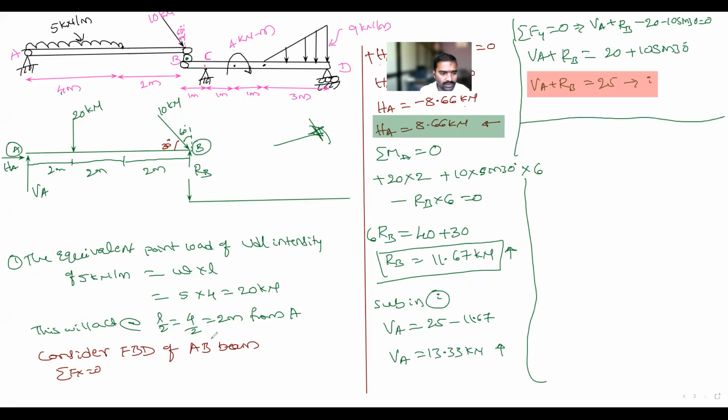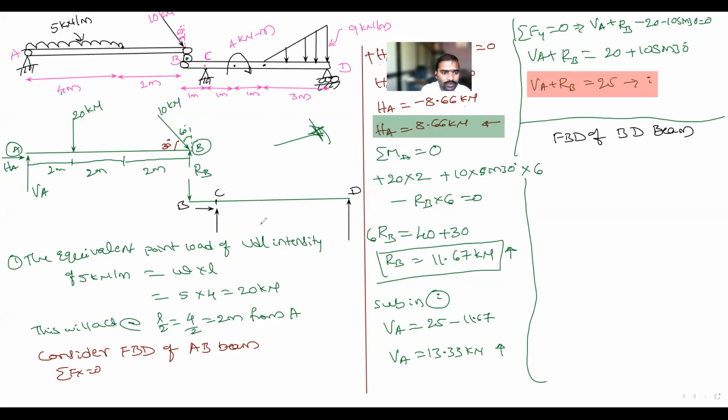So next you have to take the FBD of beam BD. This is point B, and this is point C. How many reactions are there at point C? There is a hinge, so there are 2 reactions: one is moving in the upward direction and another one in the horizontal direction. Next, at point D, there is one more reaction.